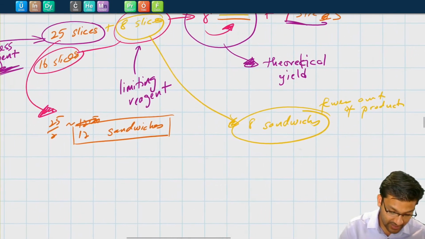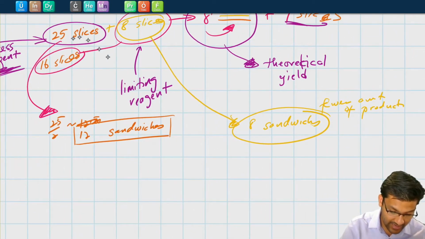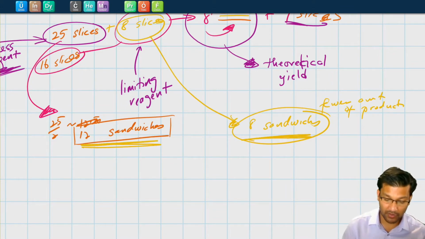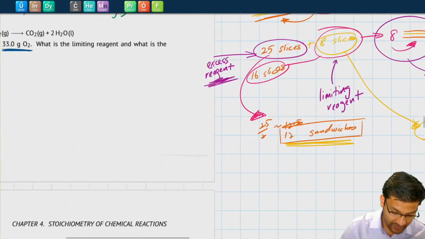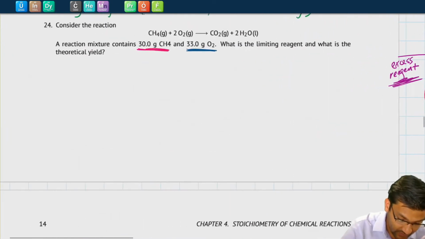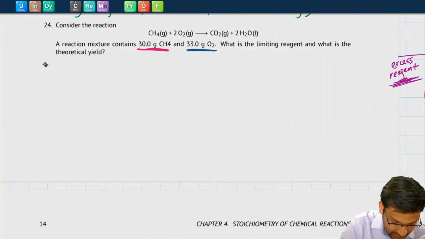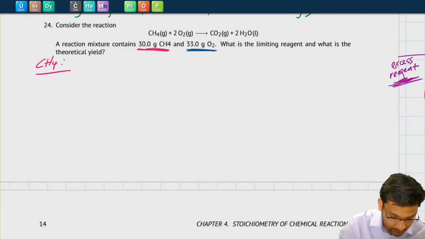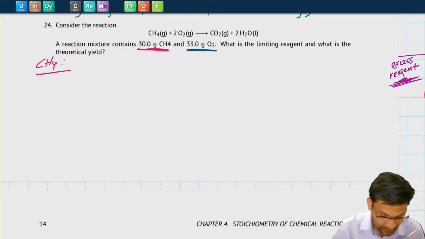So let's do the same thing. We'll start with each of our reactants, figure out how much product we can form, and whichever one forms a smaller amount of product, that one will be our limiting reagent. So let's go with methane. Let's start with methane, CH4. Let's see how much product we can form with methane.